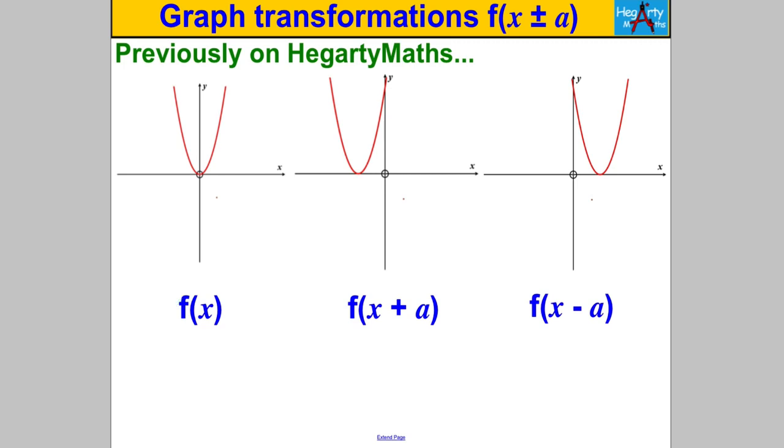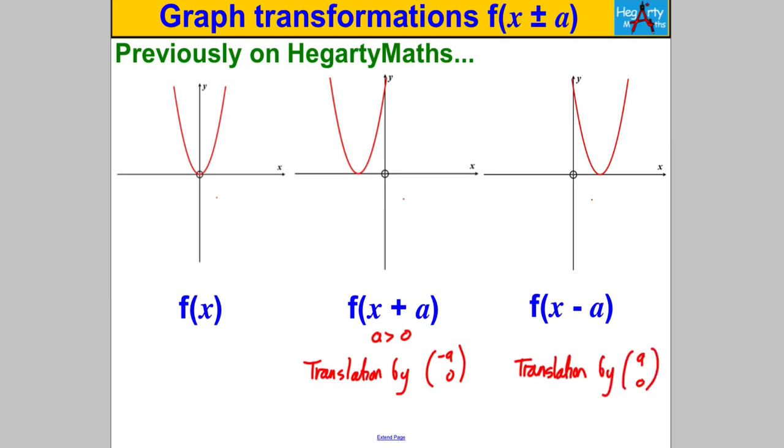The summary is as follows. If you have an original function f of x add a, if a is a positive number, that's a translation by negative a, 0. It's moving to the left by a. And if you're working out f of brackets x subtract a, it's a translation again, but this time by positive a, 0. So it's in the x direction.